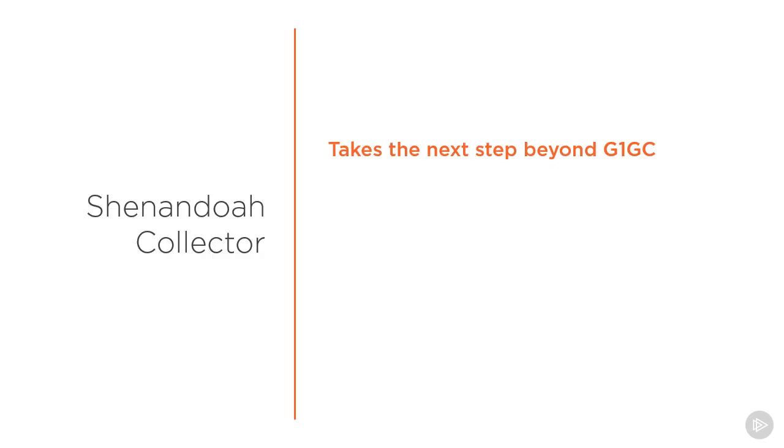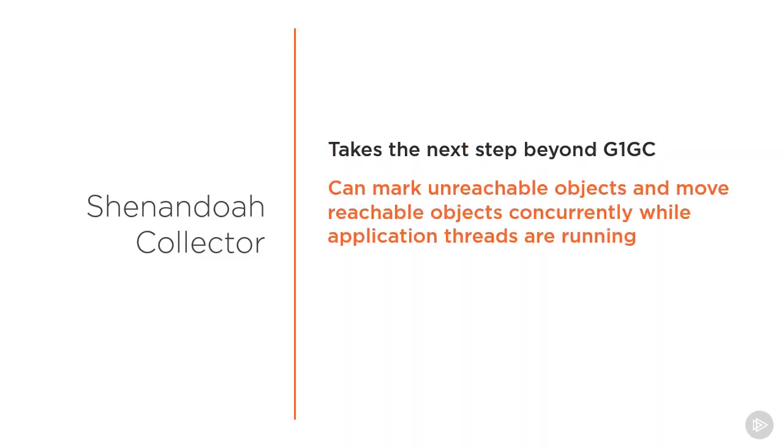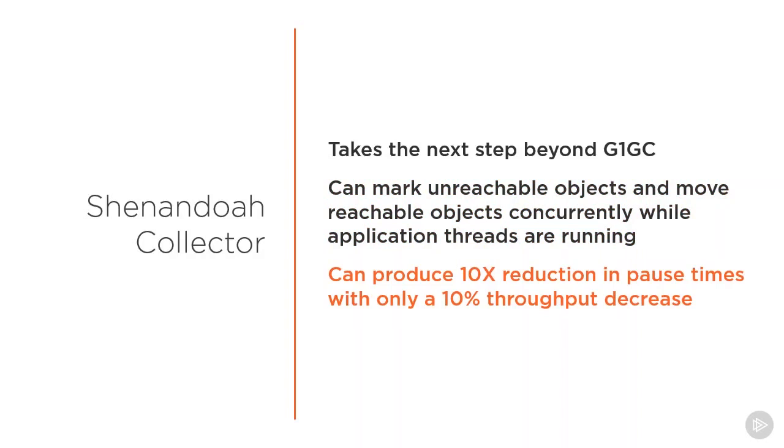While G1GC does a concurrent mark but the moving of objects takes place during the stop the world phase, Shenandoah is able to do both the marking and moving concurrently, without stopping the application threads, bringing garbage collection closer to being a fully concurrent process. Based on different benchmarks, Shenandoah is able to achieve pause times that are on average 10 times smaller than G1GC pause times, while only decreasing throughput by 10%. I won't cover Shenandoah in this course as it's still experimental at this point, but it's one to keep an eye on.